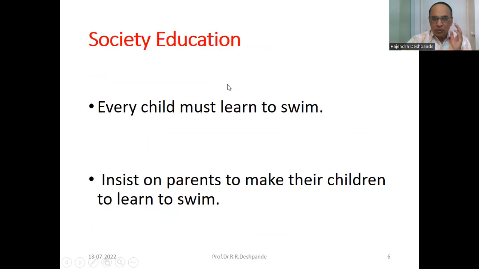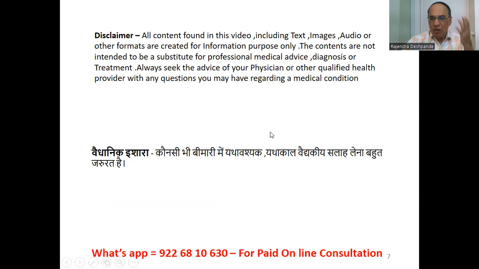Society education. By this understanding of the drowning discussion, every child must learn to swim. This is a preventive aspect for society education by the doctors. Insist that parents make their children learn to swim, for any mishap or accidental hazards.